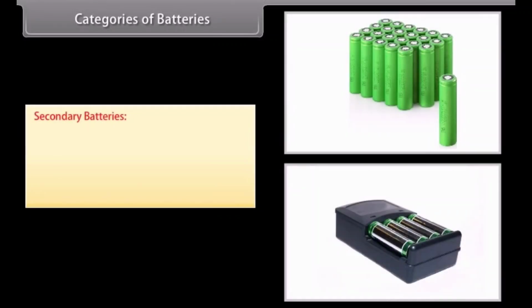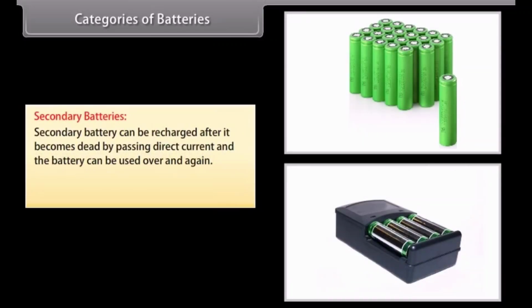Secondary batteries. Secondary battery can be recharged after it becomes dead by passing direct current, and the battery can be used over and again. For example, lead storage battery and nickel-cadmium storage cell.